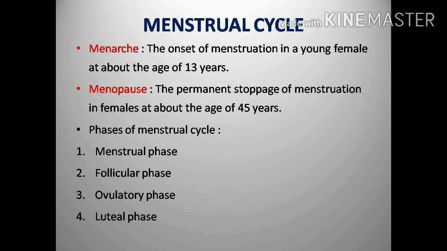Next, ovulatory phase. This follicular phase takes place from 5 to 12 days. Next, ovulatory phase. On about the 13th or 14th day of the menstrual cycle, the follicle ruptures, that is called ovulation, and the released egg travels down the oviduct.